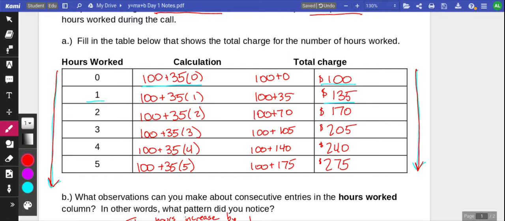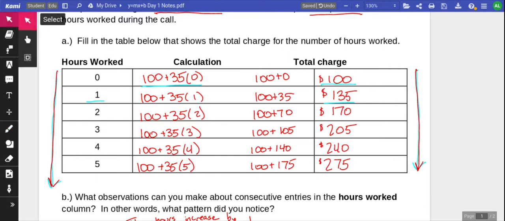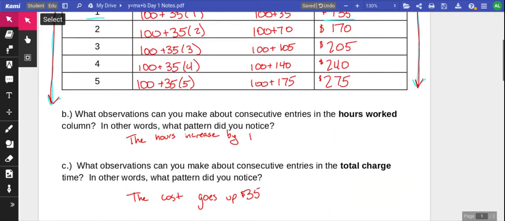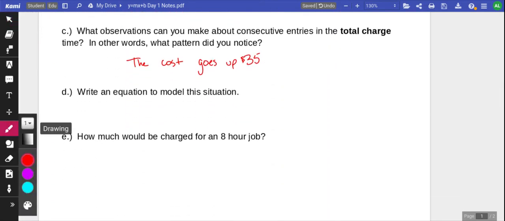Okay, so when you're going through these problems, you're trying to figure out, okay, how am I going to put this into an equation? You've got to think, okay, there's some type of starting value, starting amount that no matter how many hours the plumber works, he is already making $100 just off the bat. And then there's a rate. So I start with that $100, and then on top of that, every hour that I work, I'm making another $35. Okay, so we can fit these into our y equals mx plus b formula.